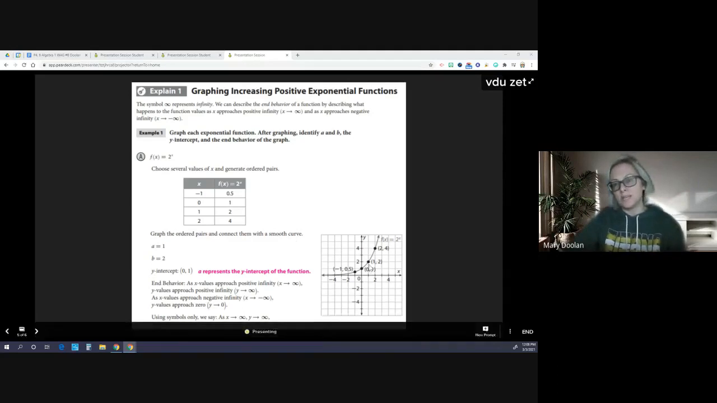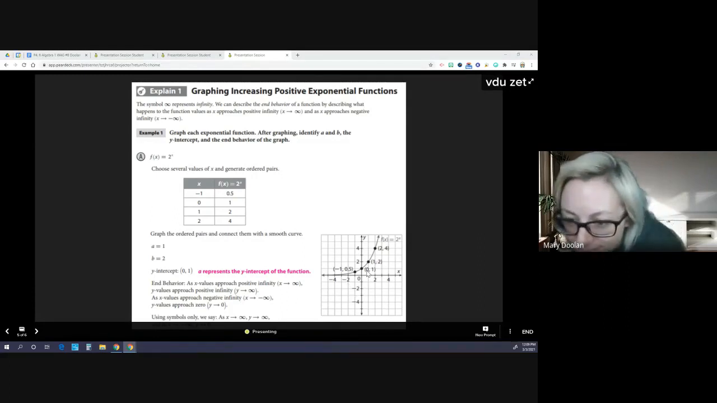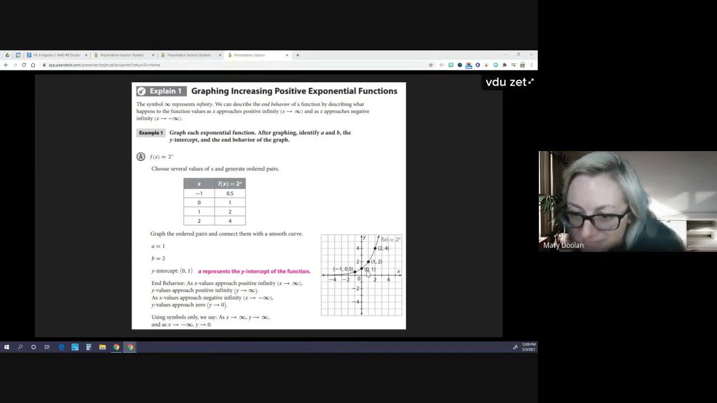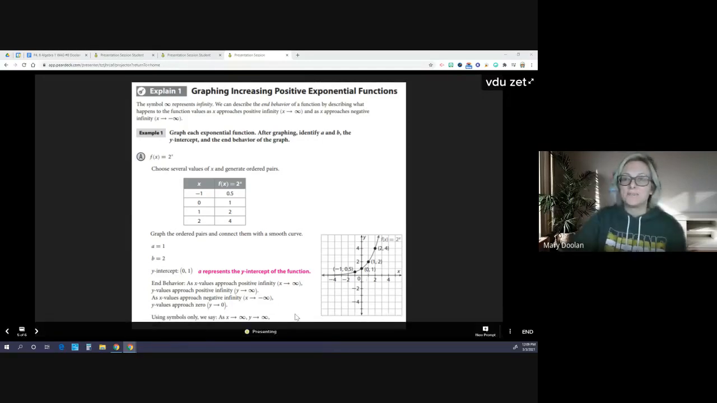So that's what's happening here. Y is approaching 0. You're never going to get to 0. You'll get infinitely close to it, but never there. Okay, so yes, you can argue about it if you want to, but anyhow, that's how we do that.